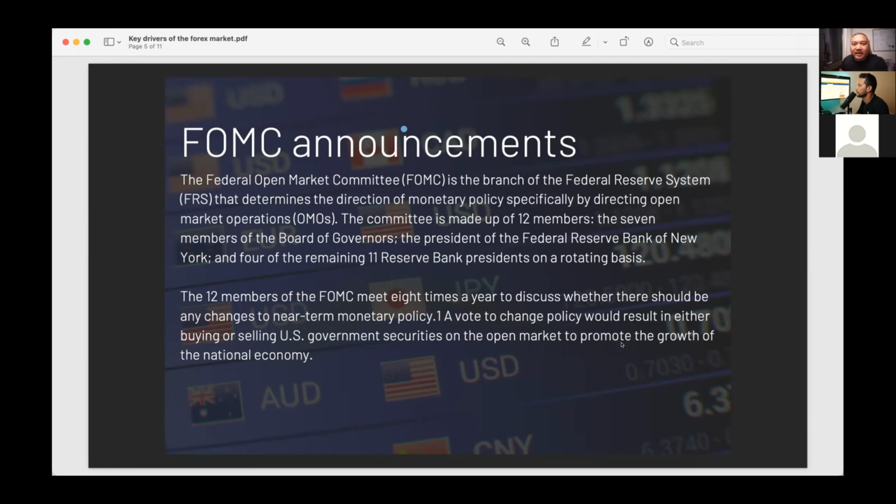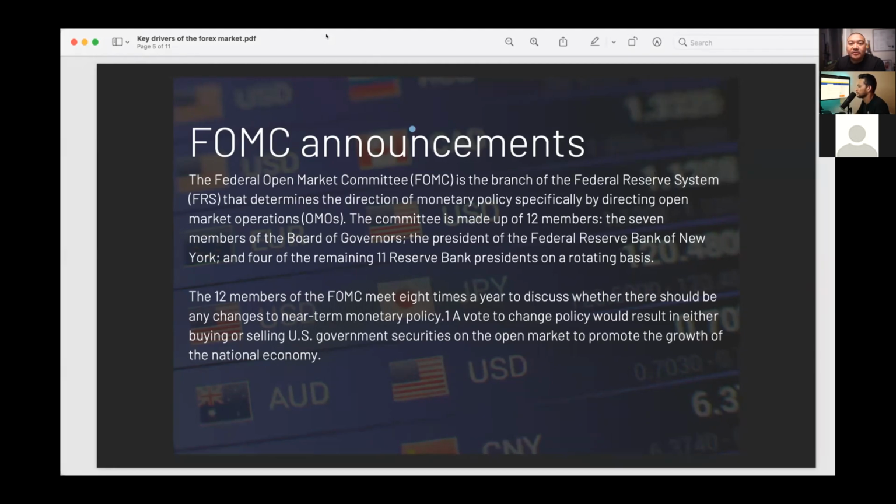I think in businesses you have a CFO, Chief Financial Officer, and for just a picture, the U.S. government has these 12 smart people. They know their stuff. They know what's going on. The members of the FOMC meet 8 times a year and manage the near-term monetary policy. They have these votes on whether to buy or sell U.S. government securities to promote growth in the market, right?